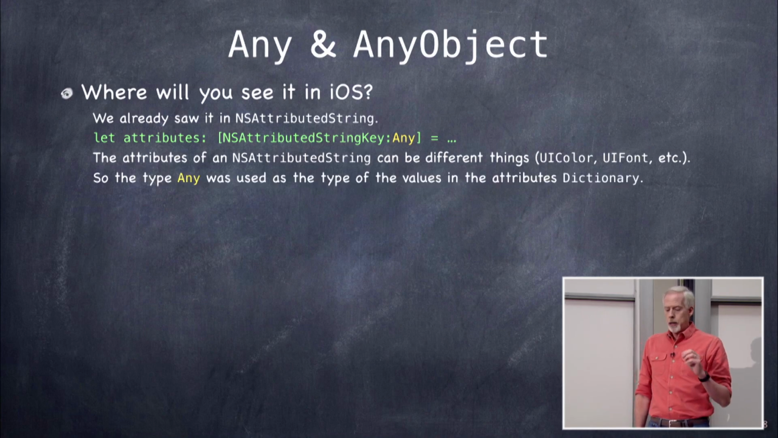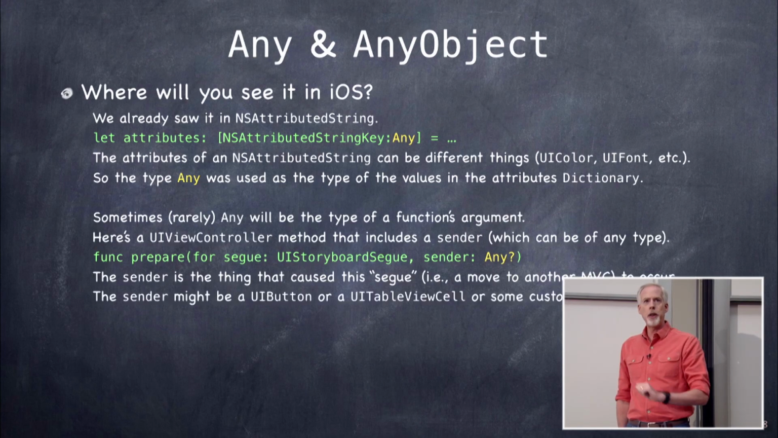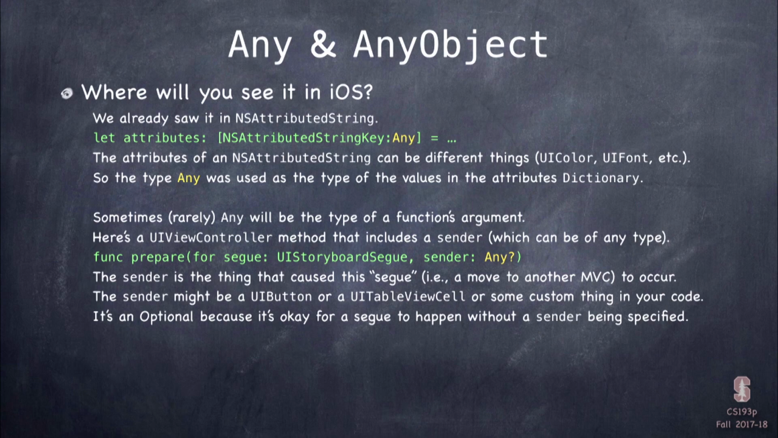Okay? Now let's talk about where you're going to see it. You already saw it in NS attributed string case, right? Where we have that dictionary. Another place you'll see it is arguments to methods. Okay, so here's a method called prepare for segue. It's a UIView controller method, right? You know what a UIView controller is. We made one for concentration.